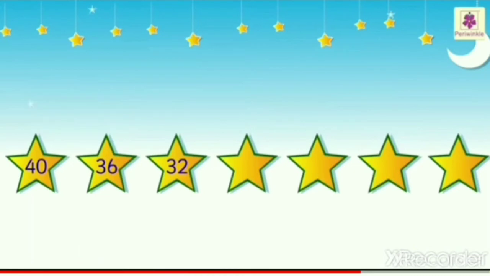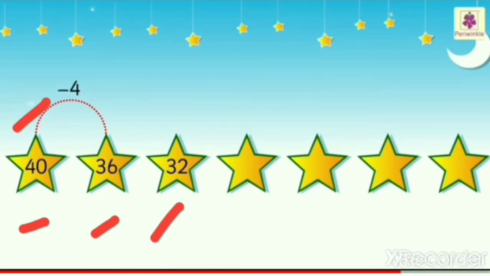Okay, now look at these stars. Now you can see here is again a pattern. Look carefully. The first number is 40, then 36, then 32. Here the next number is obtained by subtracting 4 from the previous number. So 40 minus 4 is 36. Then the next number is 32, which is obtained by subtracting 4 again from 36. So 36 minus 4 is 32.